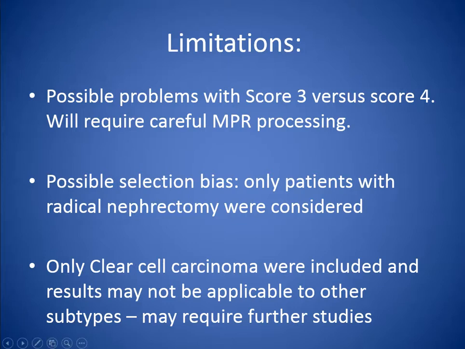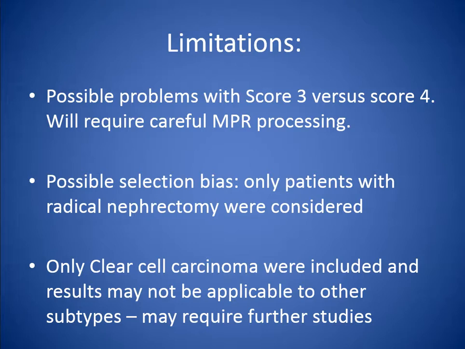There is also a selection bias in our study. We only selected those patients who underwent radical nephrectomy, i.e. those patients who we thought had more advanced disease. But that is probably the strength of the study as well. Involving a lot of partial nephrectomy would have diluted or skewed our population to the left.